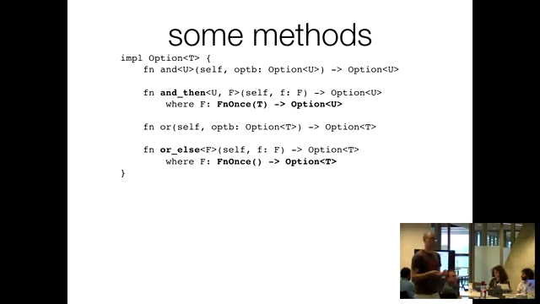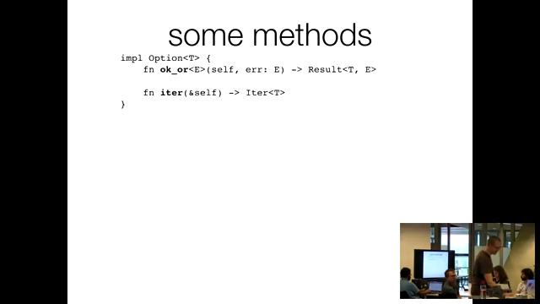Similarly, or else, you can think of as being about having a default value. So it's saying, if this is something, then great, I'll just keep using it. If there's nothing there, then I'm going to execute this function or use this value, and that's the default I'm going to use. So these are both really common, really useful functions on the option and result types. And there's this pattern that often you have eager and lazy versions, where the eager version takes a value and the lazy version takes a function that will be executed if necessary. Okay.